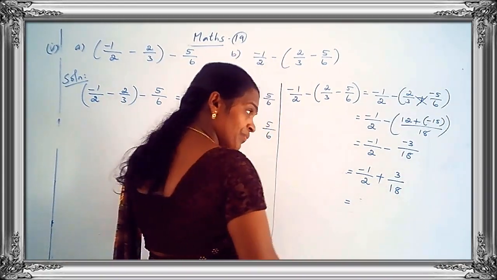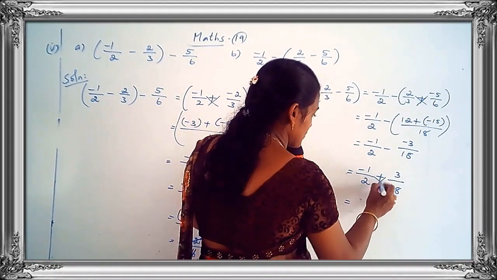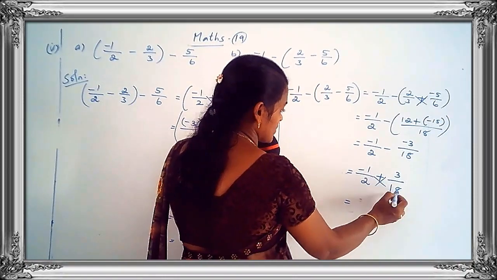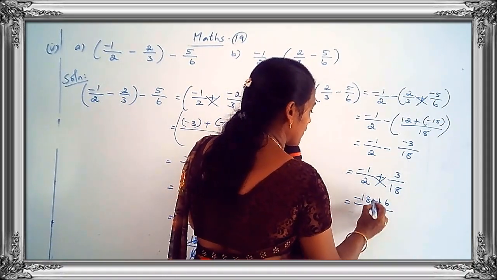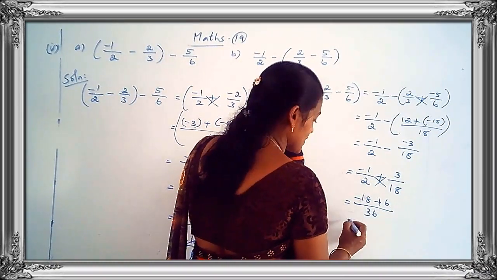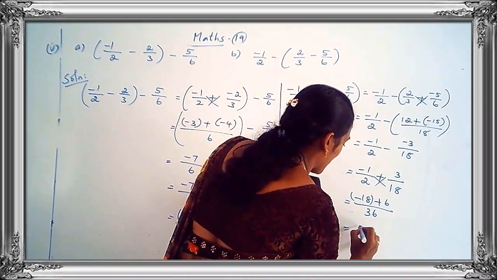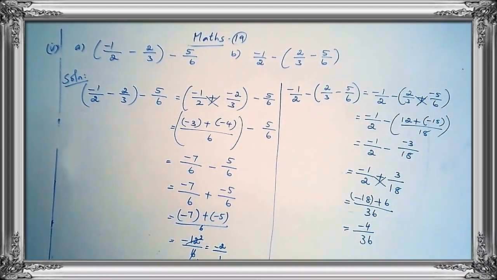So again the cross multiplication method. Okay, so cross multiplication method, why? The denominators are different, so now minus 1 into 18 is minus 18, plus 6 upon 2 18s are 36. Okay children, so minus 18 plus 4 minus 4 upon 36. Okay, minus 4 upon 36, so your answer is 1 4 is 4.